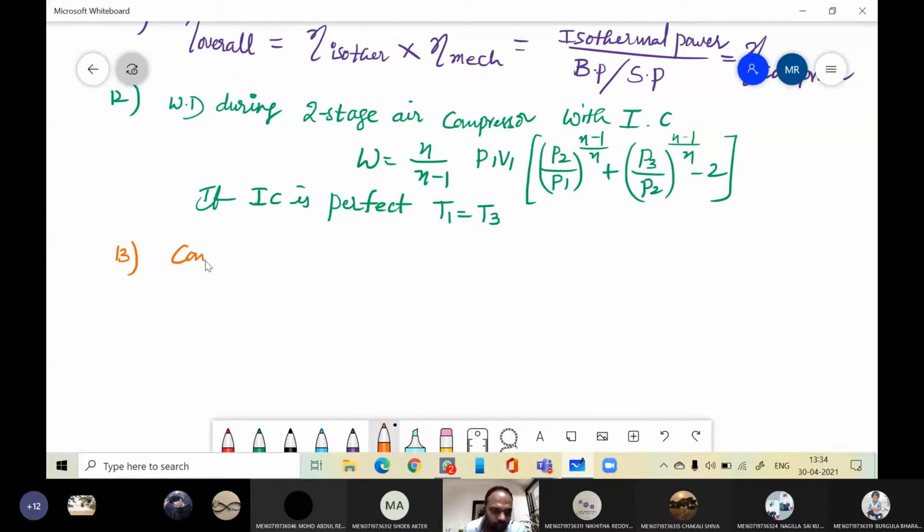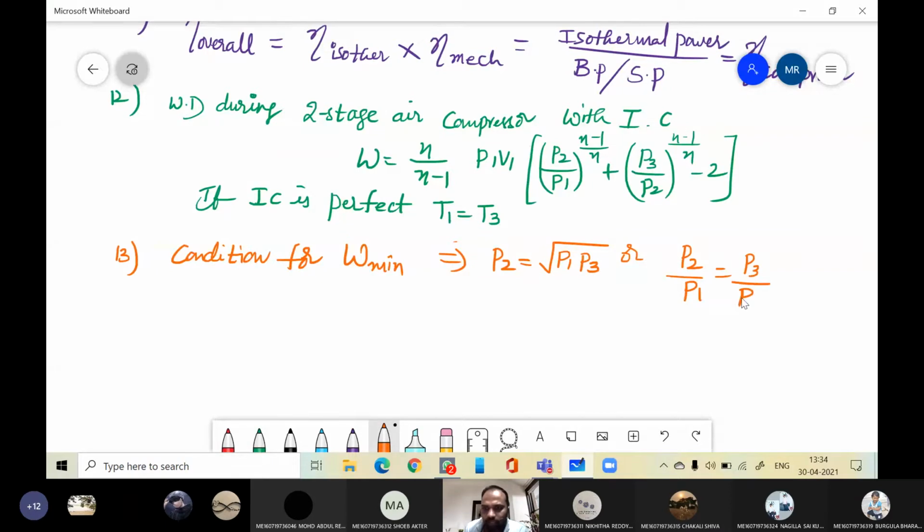And next one, the condition for minimum work we derived. The condition for W minimum is P2 equals under root P1 P3, or we can write P2 by P1 is equal to P3 by P2. What is the meaning of this one? The pressure ratio per stage is the same.